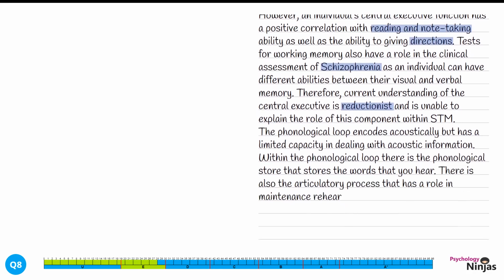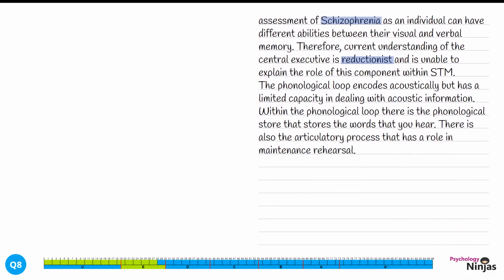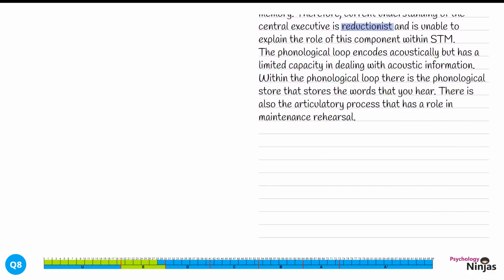The phonological loop encodes acoustically, but has a limited capacity in dealing with acoustic information. Within the phonological loop, there is the phonological store that stores the words that you hear. There is also the articulatory process that has a role in maintenance rehearsal. It's more important that we explain each part of the phonological loop rather than just identifying components. The fact that we've talked about its limited capacity and that it deals with acoustic information is critical.